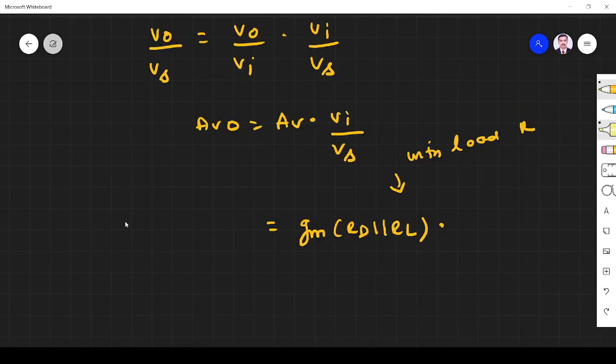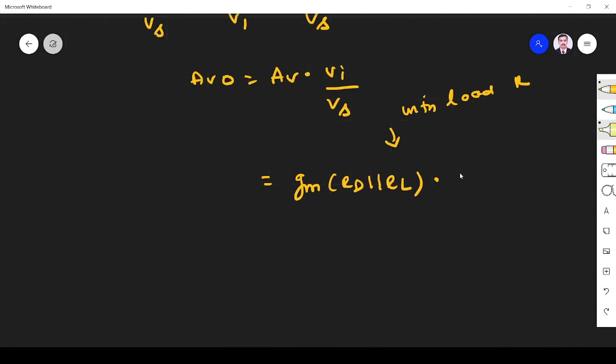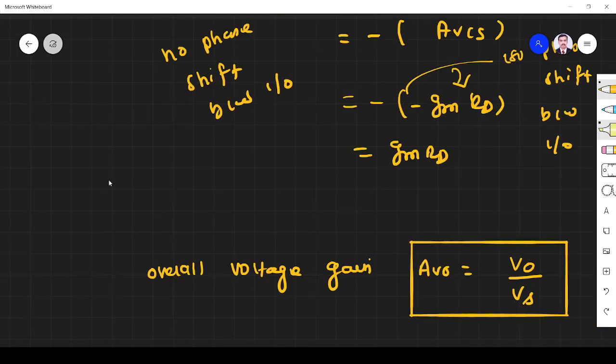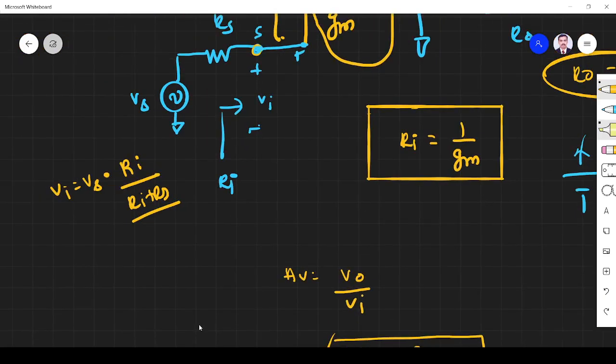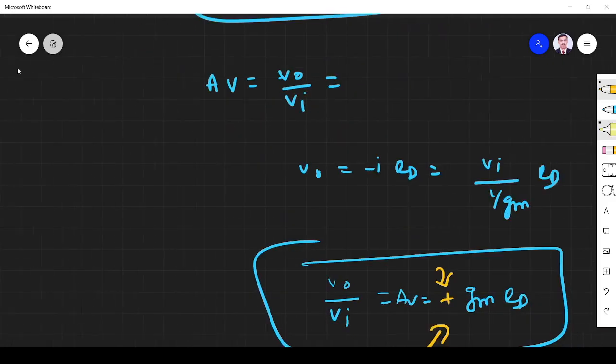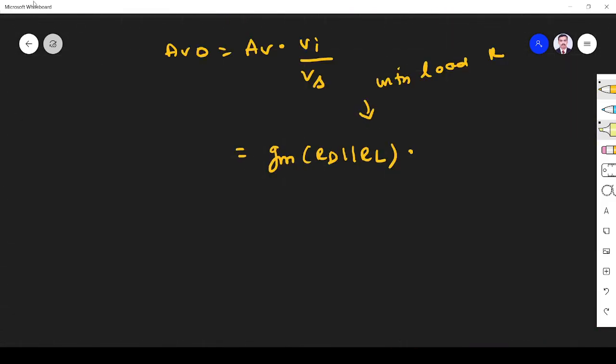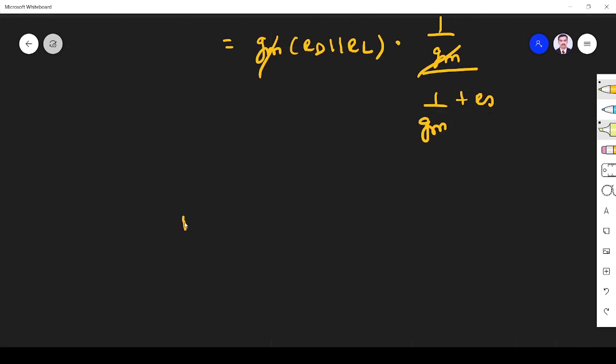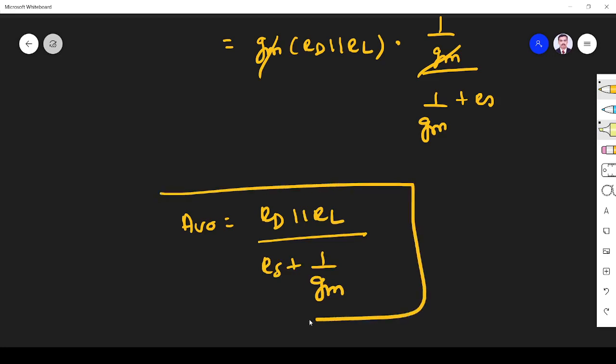Next, Vi by Vs. You see, Vi by Vs is equal to Ri divided by Ri plus Rs. Ri is nothing but 1 by Gm. So 1 by Gm divided by 1 by Gm plus Rs. So instead of Vi by Vs, I substitute 1 by Gm over 1 by Gm plus Rs. This Gm will be cancelled. So AVO is equal to RD parallel RL divided by Rs plus 1 by Gm. This is overall voltage gain.